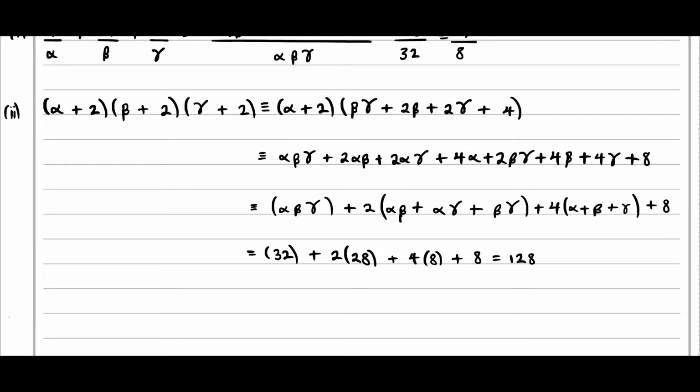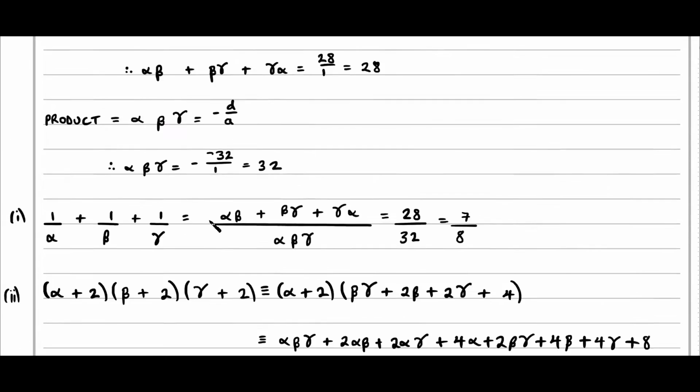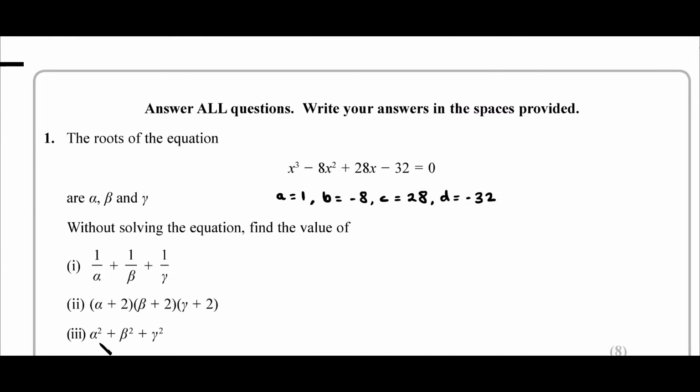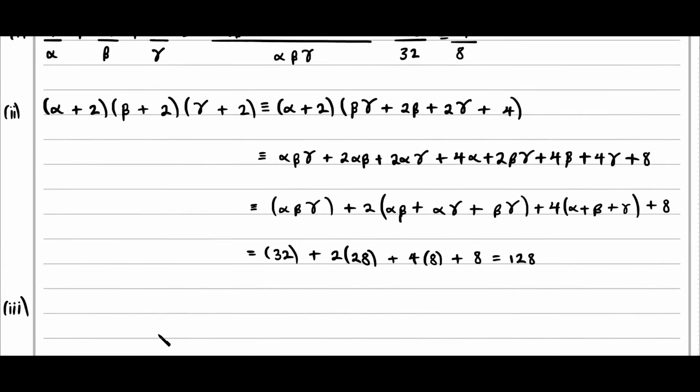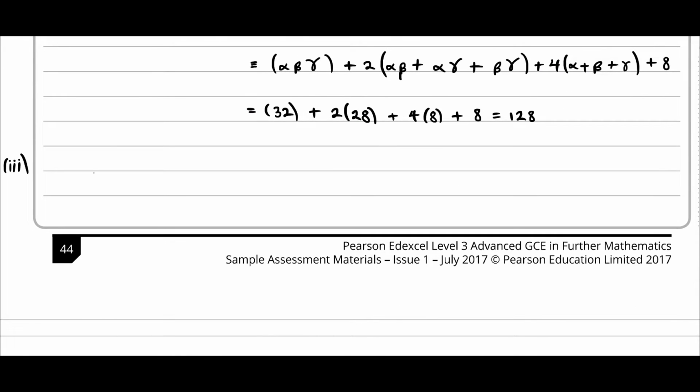And finally, for the third part of the question, we have alpha squared plus beta squared plus gamma squared. So if we do this on the other page, for the third part, we have alpha squared plus beta squared plus gamma squared, and it's a standard result which you need to know.